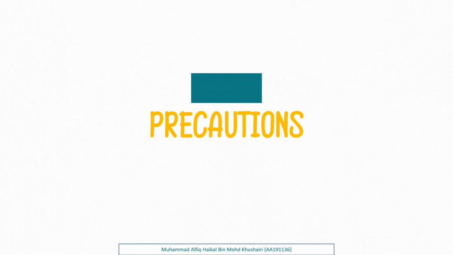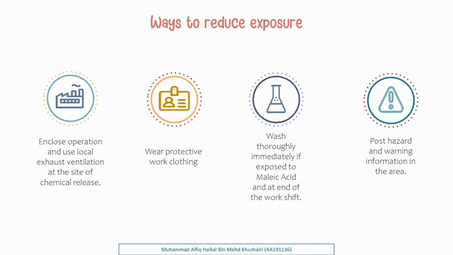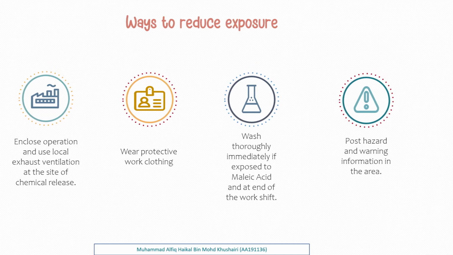So, the precaution steps, ways to reduce exposure: enclose operations and use local exhaust ventilation at the site of chemical release. If local exhaust ventilation or enclosed operation is not used, respirators should be worn. Wear protective work clothing. Wash thoroughly immediately if exposed to maleic acid and at the end of the work shift. Post hazard and warning information in the area.